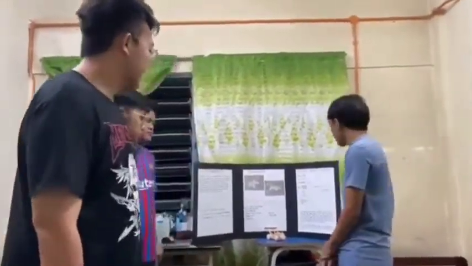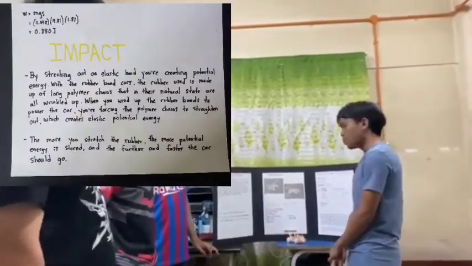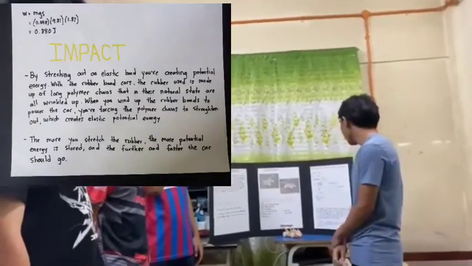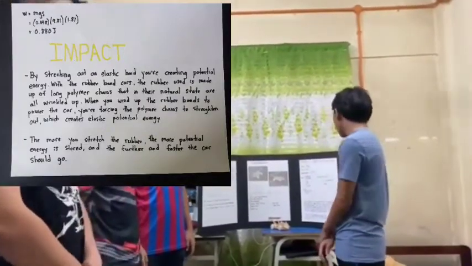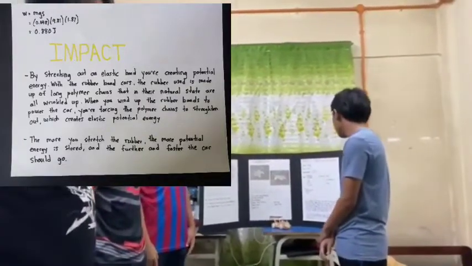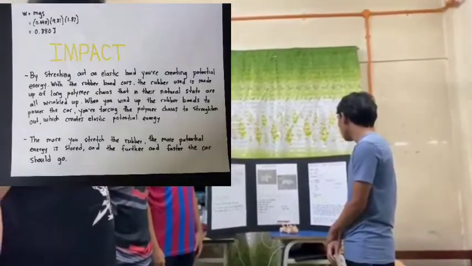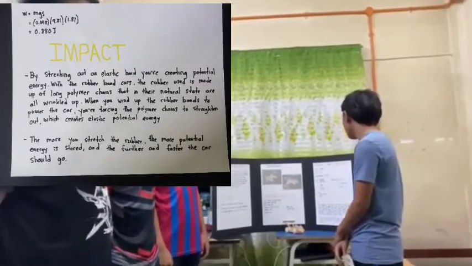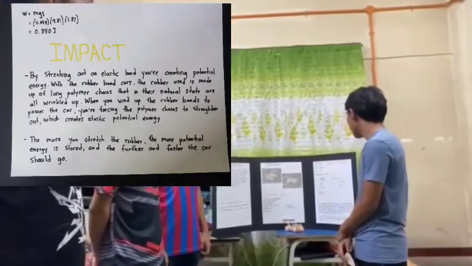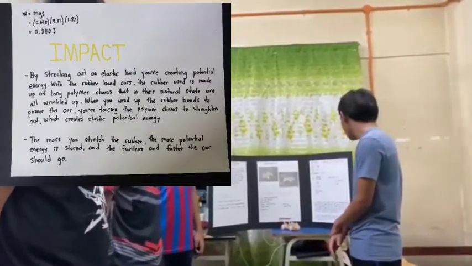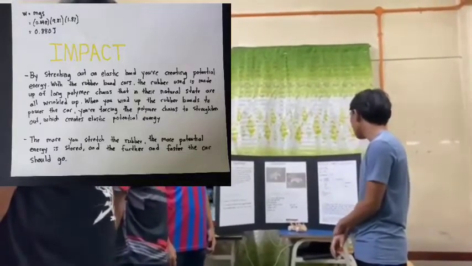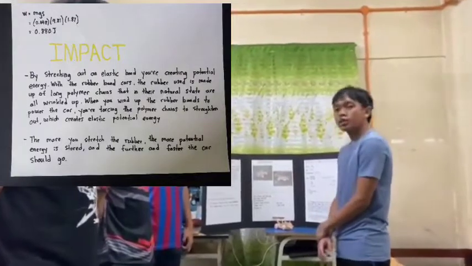So for the impact, by stretching out an elastic band, you are creating potential energy. With the rubber band cars, the rubber is made up of long polymer chains that in their natural state are all wrinkled up. When you wind up the rubber bands to power the car, you're forcing the polymer chains to straighten out, which creates elastic potential energy.